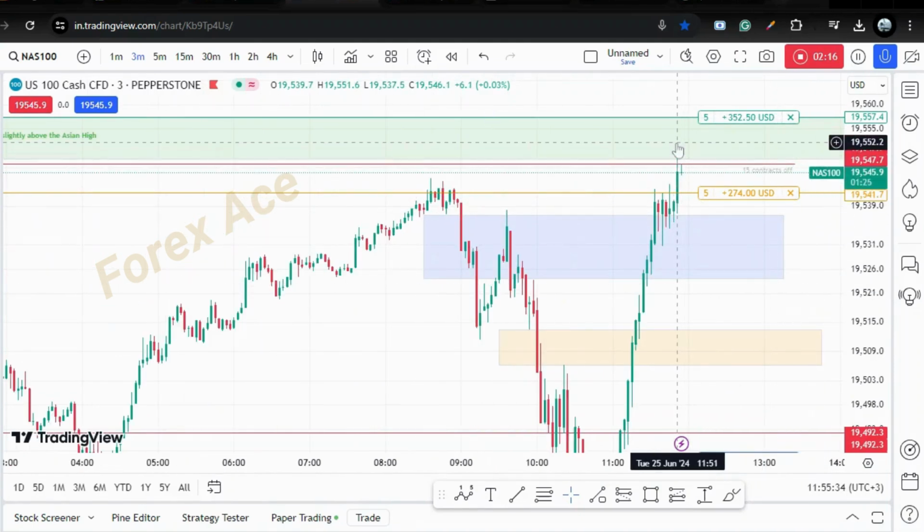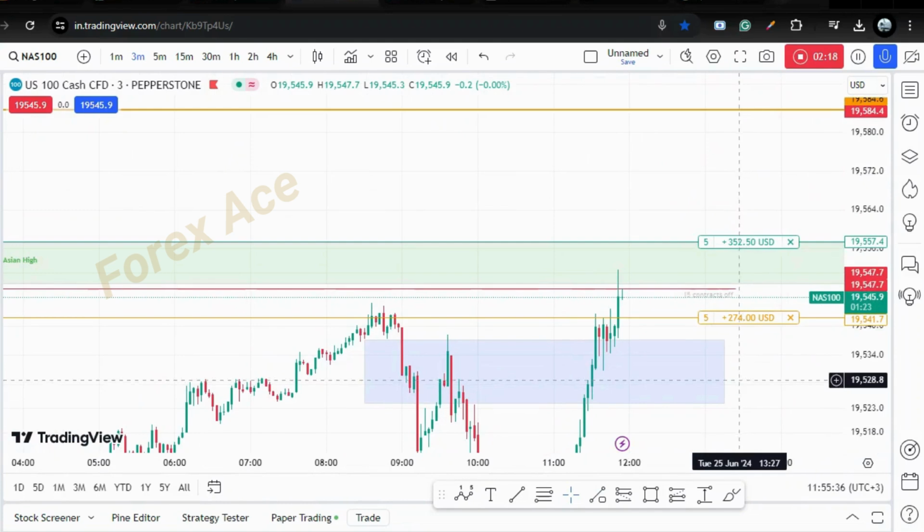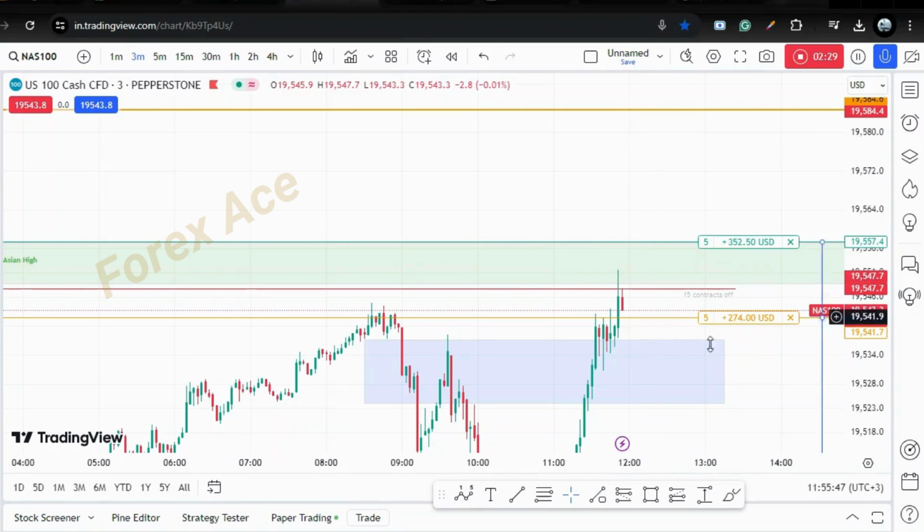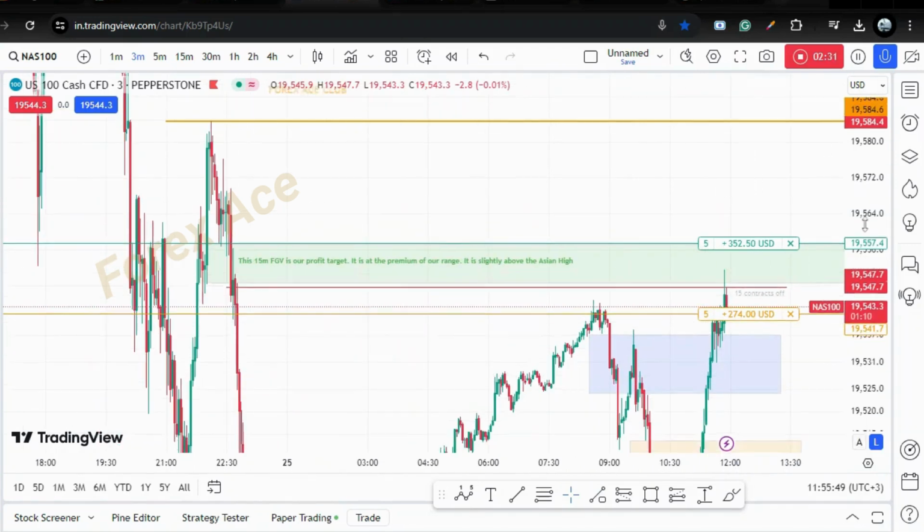We pierced the lower zone of this. We pierced the lower part of this fair value gap. And I know this fair value gap is going to be filled.